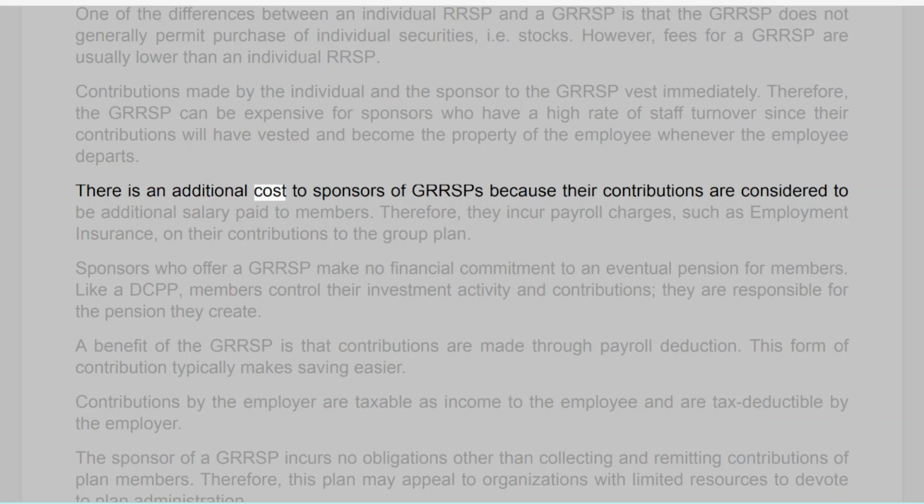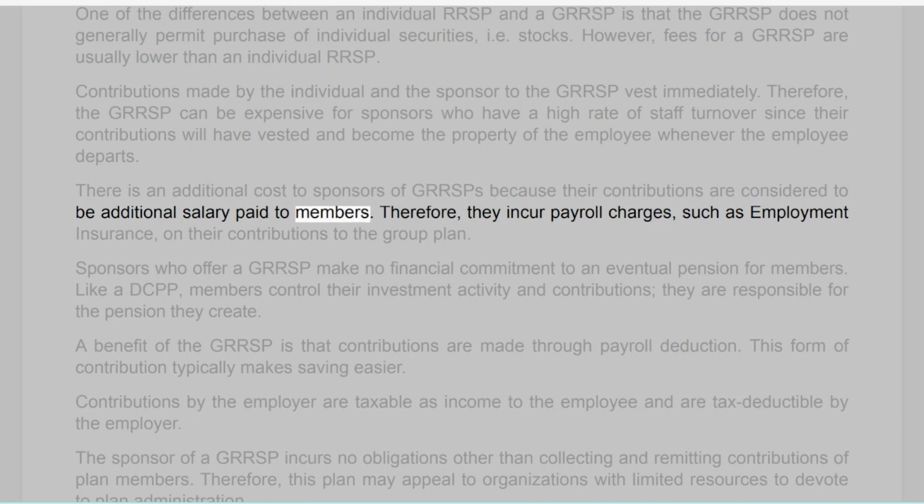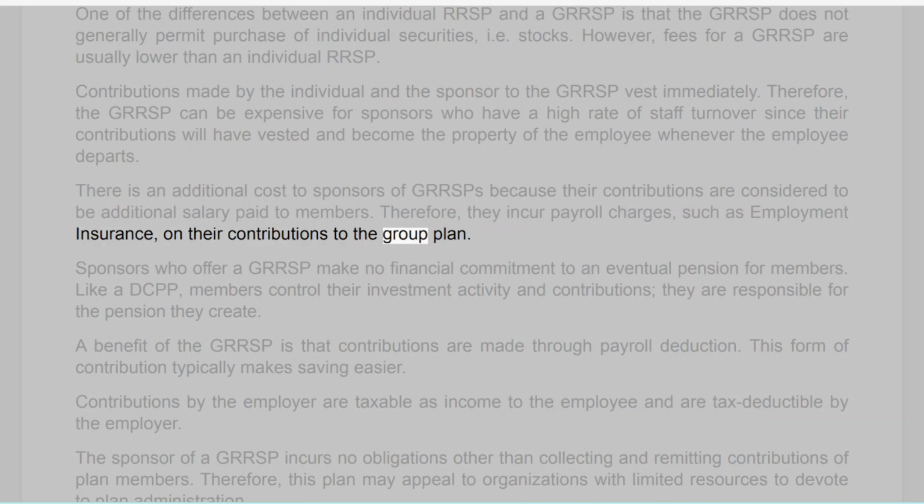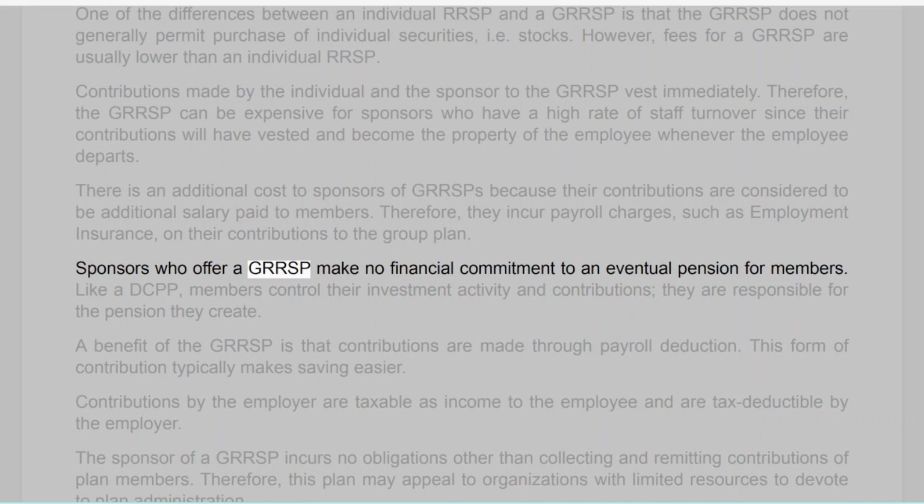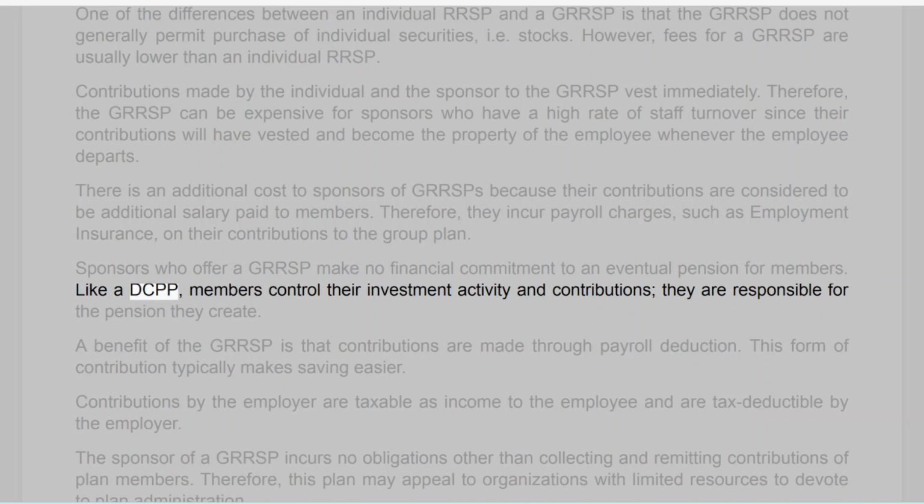There is an additional cost to sponsors of GRRSPs because their contributions are considered to be additional salary paid to members. Therefore, they incur payroll charges, such as employment insurance, on their contributions to the group plan. Sponsors who offer a GRRSP make no financial commitment to an eventual pension for members. Like a DCPP, members control their investment activity and contributions. They are responsible for the pension they create.